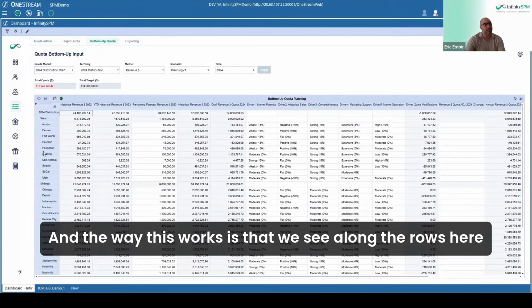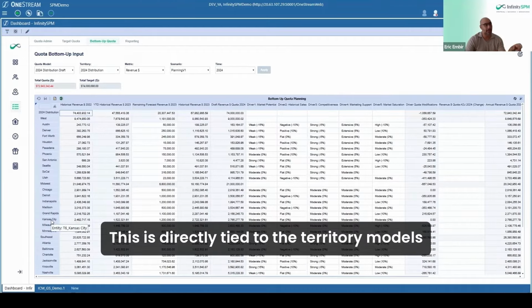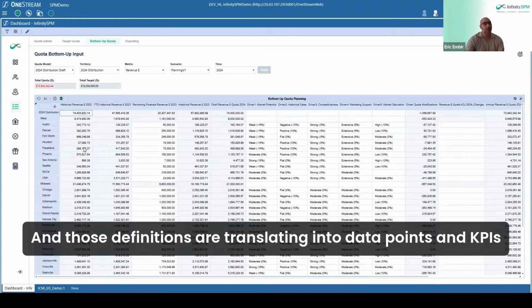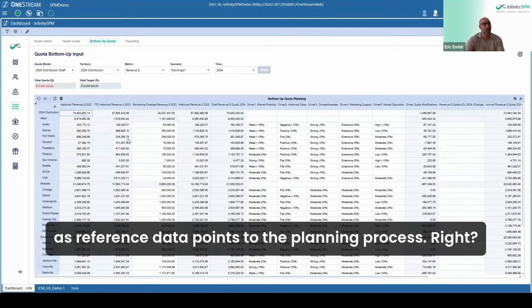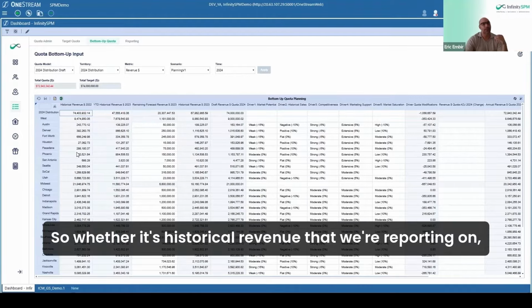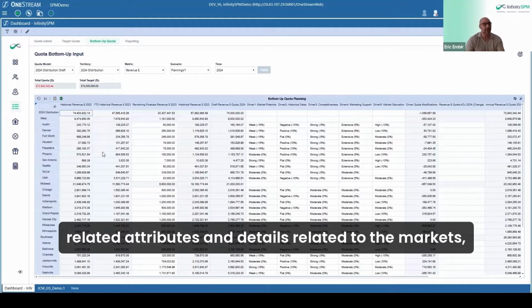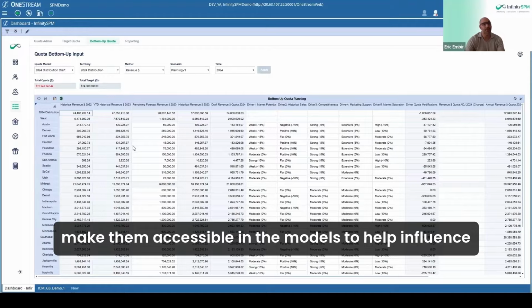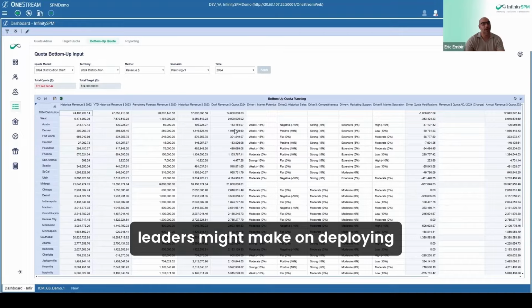And the way this works is that we see along the rows here the listing of territories to which we're going to allocate quotas. This is directly tied to the territory models that I had just described earlier. And those definitions are translating into data points, KPIs and insights that we can serve as reference data points to the planning process, right? So whether it's historical revenue that we're reporting on, whether it's forecasts that we're reporting on, or other firmographics related attributes and details related to the markets, we can, in a configurable way, make them accessible in the models to help influence some of the strategic decisioning that operations teams or sales leaders might make on deploying the quotas to their territories.